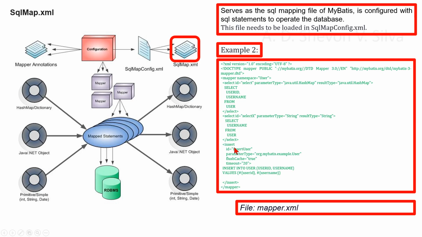Here you can see the insert element, a mapped insert statement. You can see ID here, ID attribute, a unique identifier in this namespace that can be used to reference this statement. Parameter type, the fully qualified class name or alias for the parameter that will be passed into this statement.